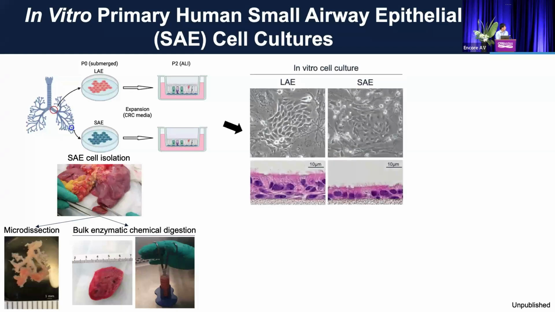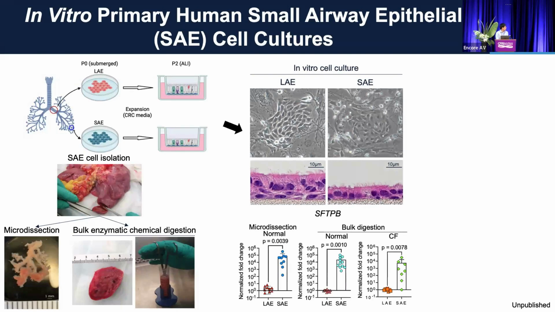Then after confluence, we transfer them to air-liquid interface conditions and let them differentiate for one month. This large and small airway culture shows a slightly different phenotype. SFTPB expression is highly exclusive to the small airway in vivo, and this culture system also recapitulates that difference.